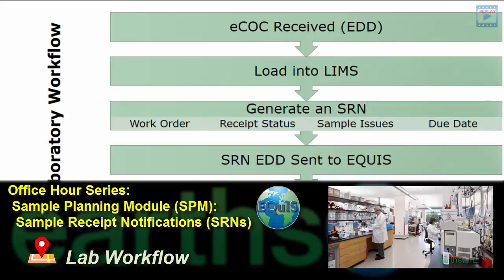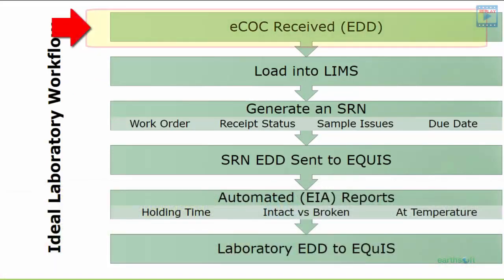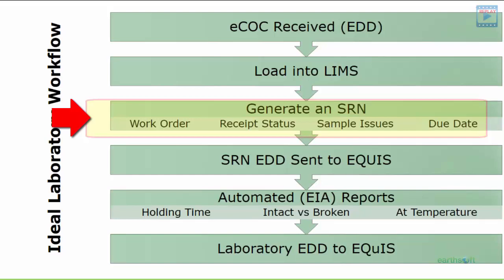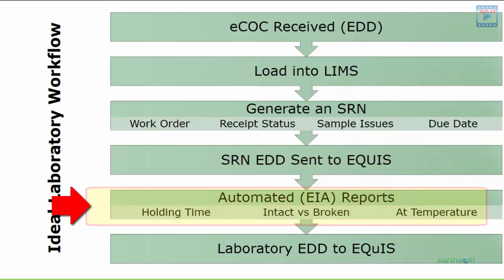So I mentioned the SRN EDD format relatively in passing, and in a perfect world, the ideal laboratory workflow would include your laboratory generating and providing an EDD of any SRNs as part of the package that they send you when they receive samples. So, typically you might receive a copy of the chain of custody, maybe a PDF of the samples and how they were logged into the laboratory's LIMS. And then, like I said, in a perfect world, they might include an SRN EDD so that you can load any receipt information directly into EQUIS using that SRN format that is delivered out of the box with SPM. And once all of that information is in EQUIS, of course, you've got those automated EIA reports that could alert you of any issues with holding time, broken samples, temperature issues, that kind of thing.